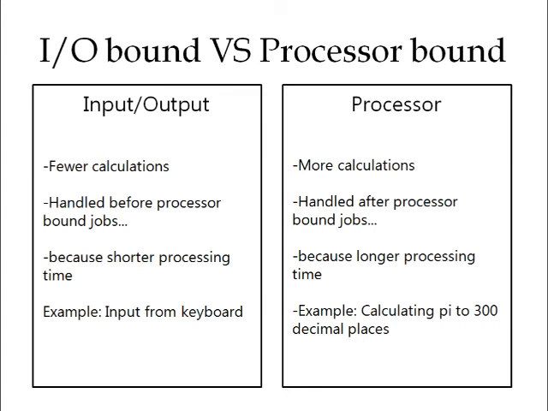Jobs have two types. Input-output bound jobs, such as a key press, require fewer calculations and therefore take up a small amount of processor time. They are handled before processor-bound jobs, because they take up less processor time.